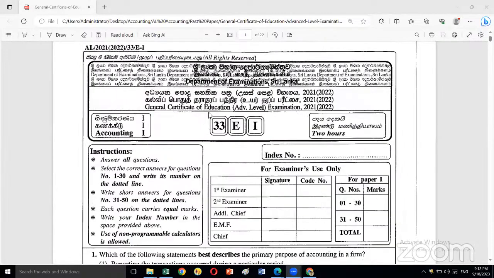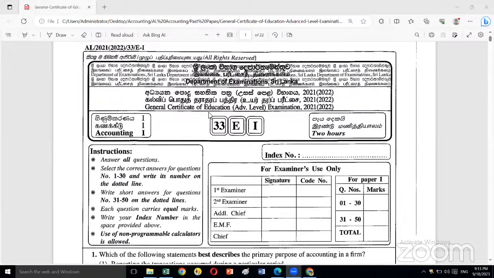This is the 2021 year, so we are going to discuss the 2021 paper. Totally today we are going to discuss around 25 questions from the 2021 paper related to grade 12.